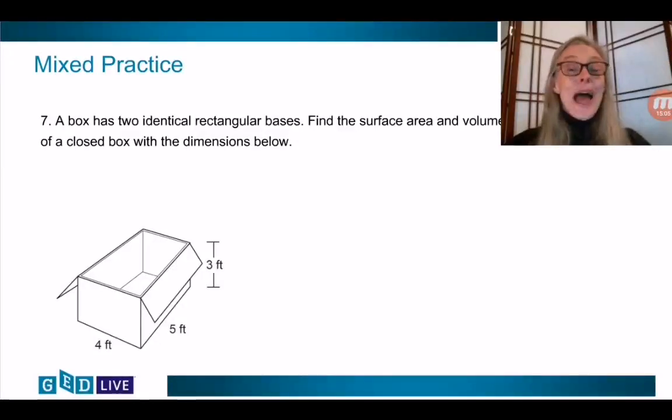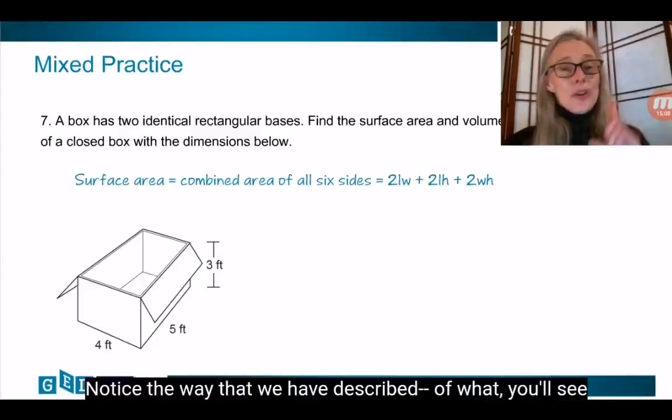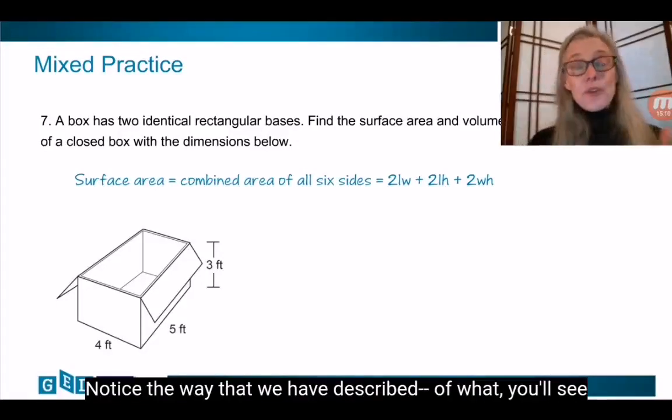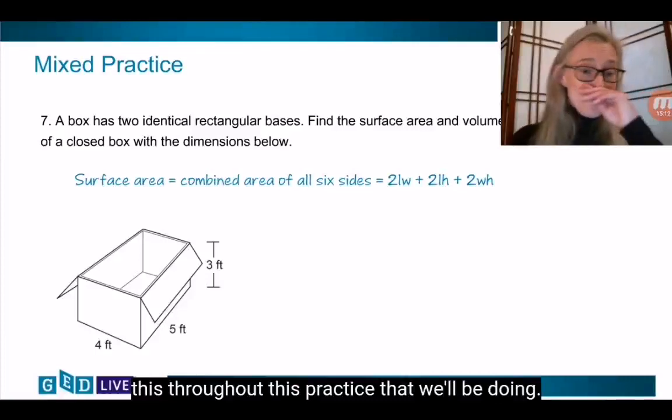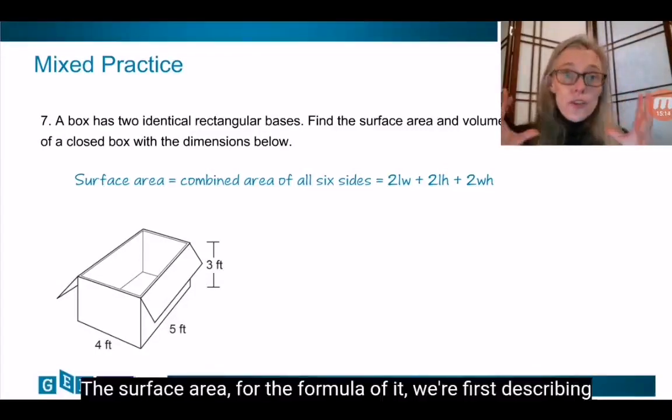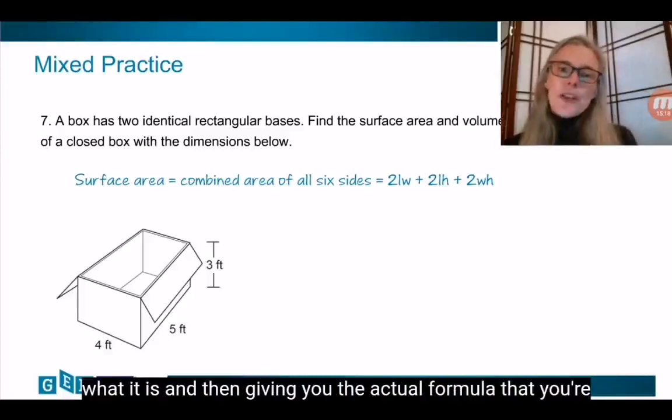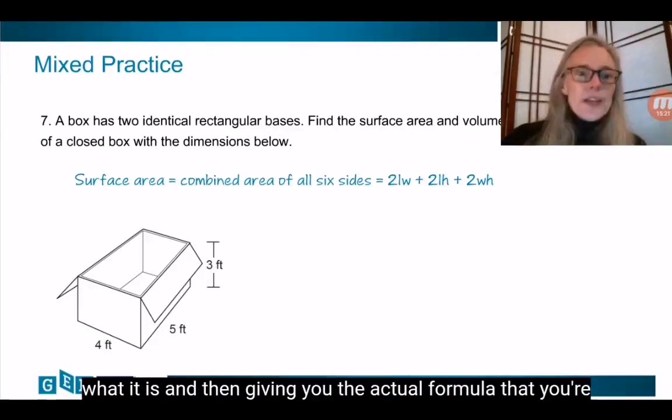All right, so our formulas. Notice the way that we have described the formula. You'll see this throughout this practice that we'll be doing. For the surface area formula, we're first describing what it is and then giving you the actual formula that you're going to apply, right?